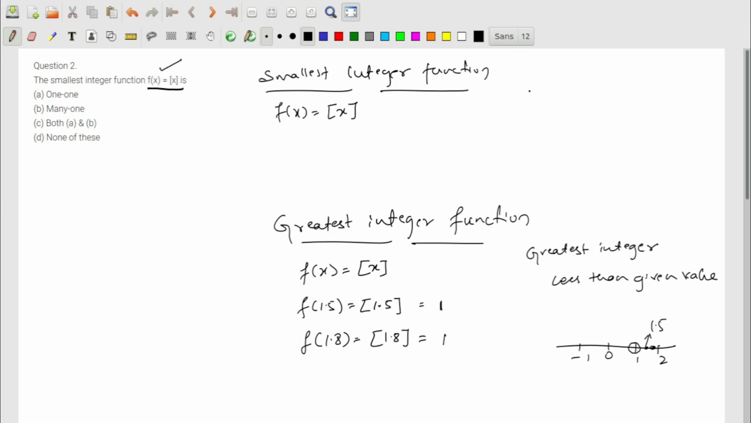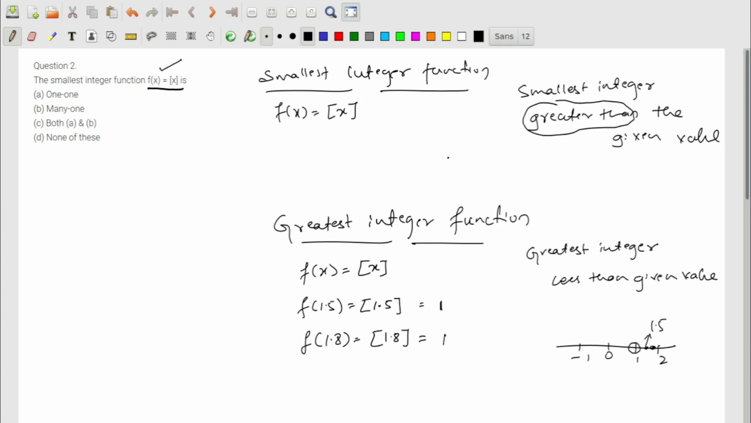So what is the smallest integer function? Smallest integer greater than the given value. Don't be confused. Smallest integer function, smallest integer greater than the given value, right? So for example, if you put it on a number line, we have 0 here, 1 and then 2, minus 1 and then minus 2, right?